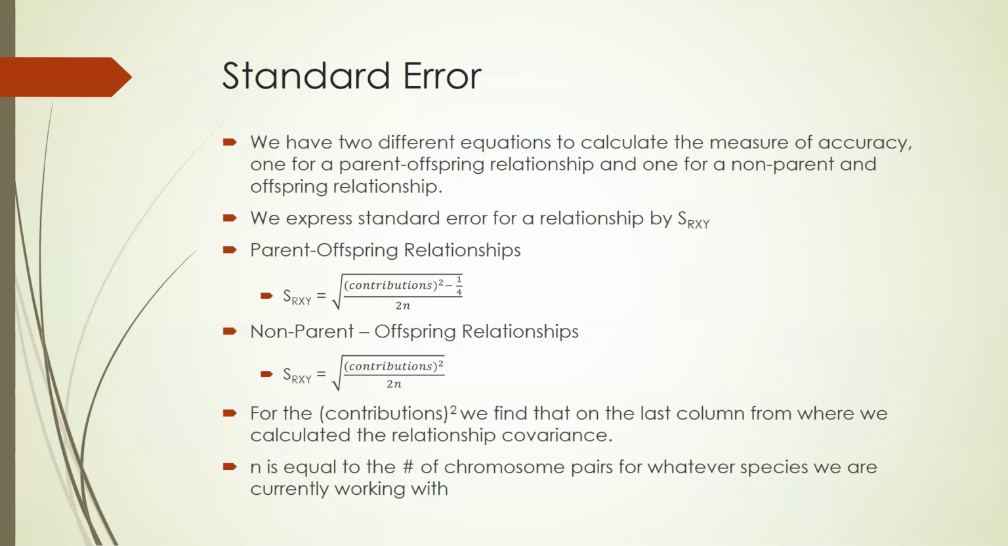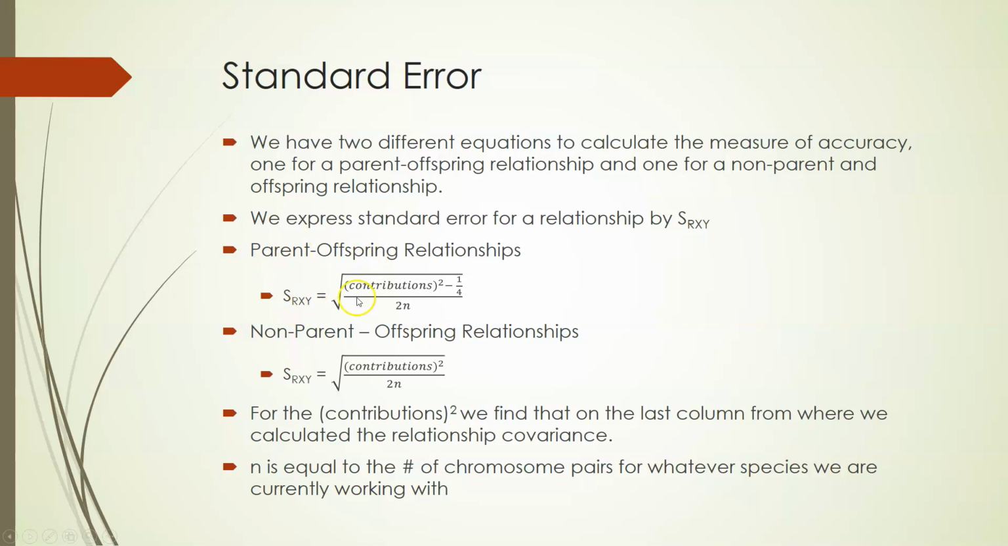So first of all, there are two different equations that we will use when establishing a standard error for these relationship coefficients. We express these by, S is R of X and Y. So basically we're taking that relationship coefficient we talked about, R of X and Y, and putting it right here. So that's how we do that.